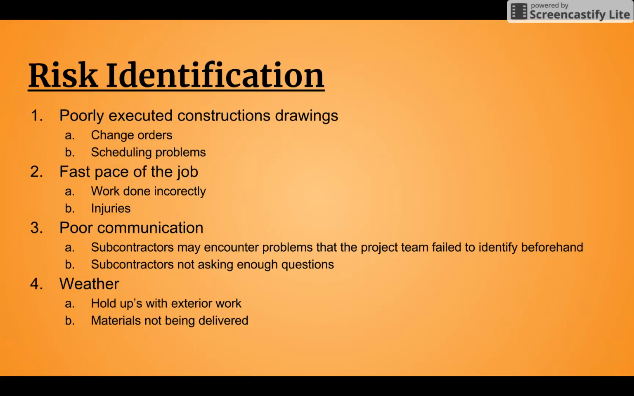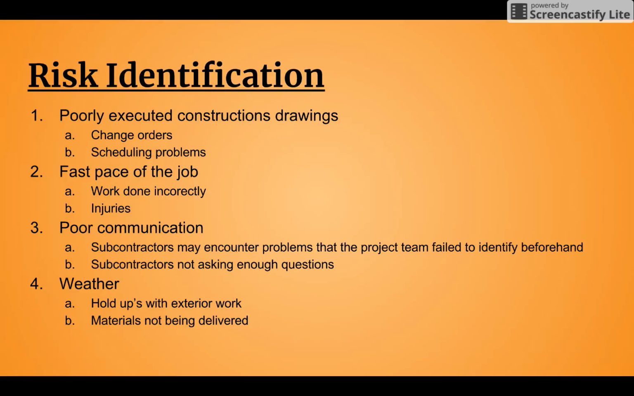The second risk would be the fast pace of the job. With a project like this that has a very specific deadline, people tend to rush things from time to time, which can result in work not being done correctly or not being done at all. Also, more importantly, injuries, people getting injured on the job, just rushing things and not keeping their head on a swivel. The third risk identification is poor communication.